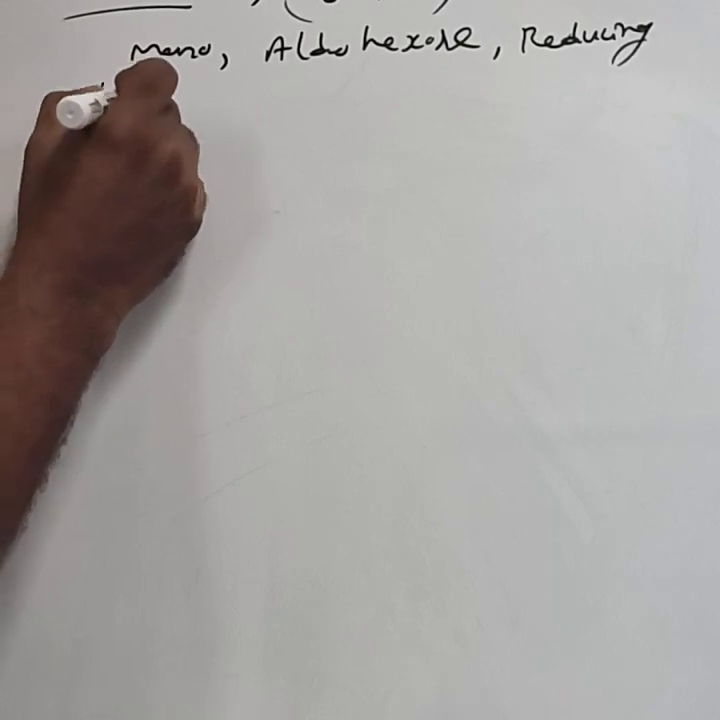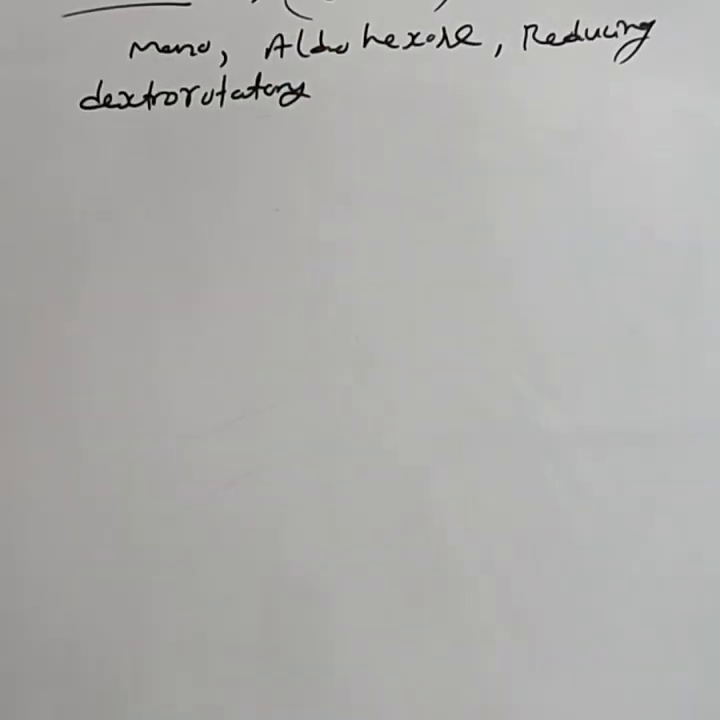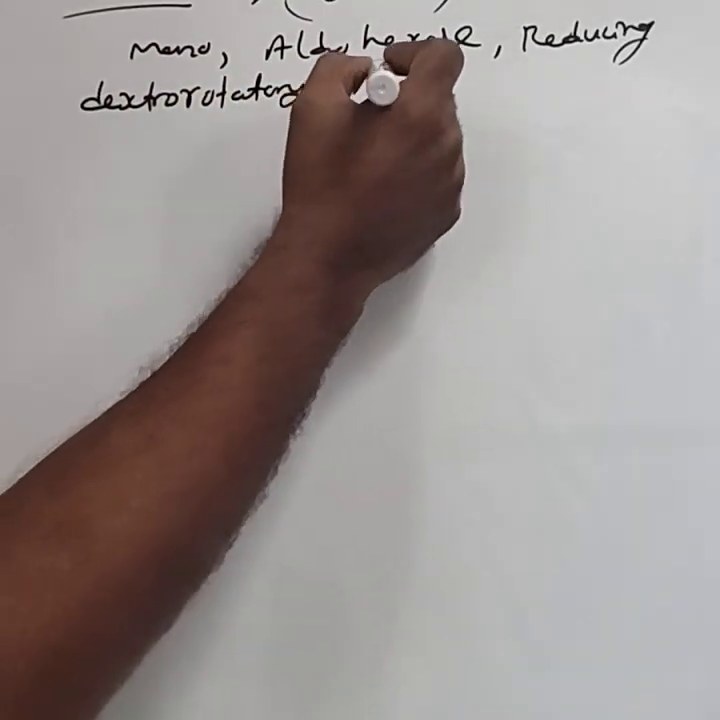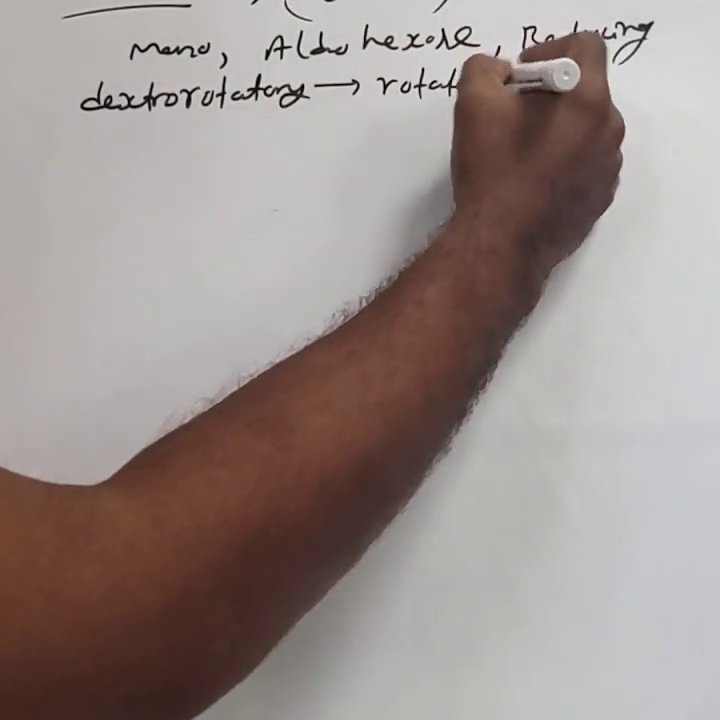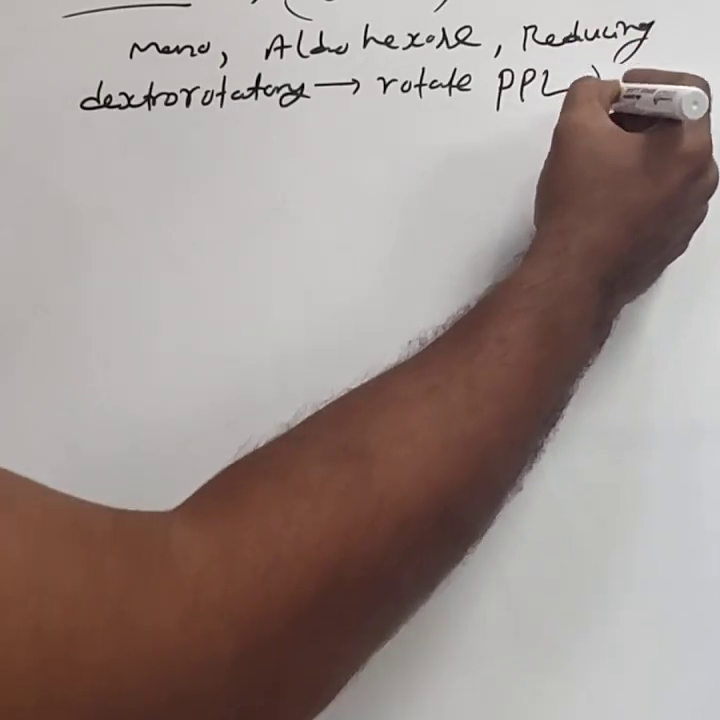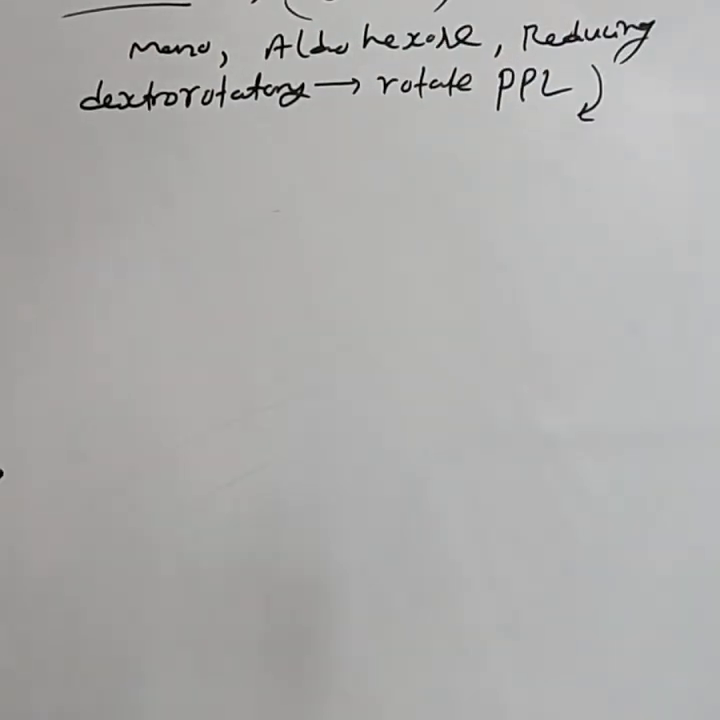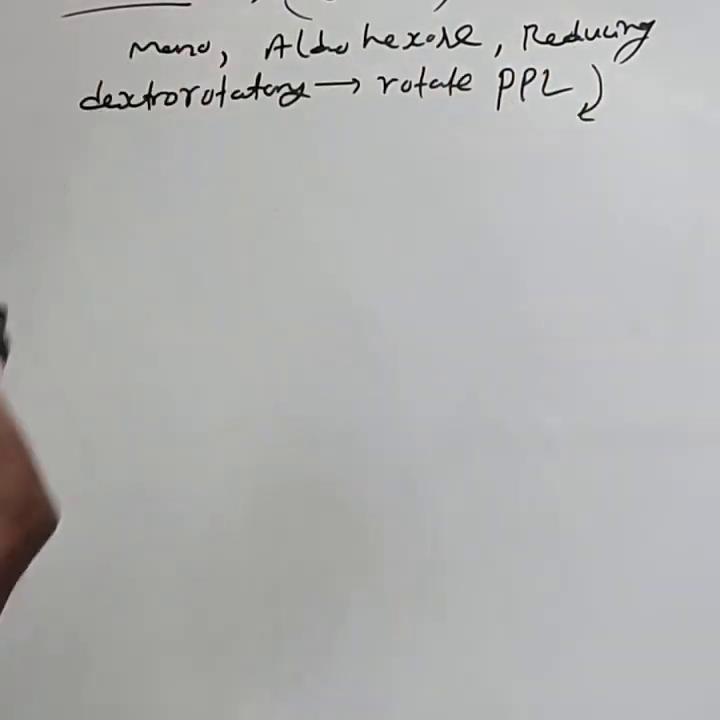It is dextrorotatory. Dextrorotatory means substances which turn the plane polarized light in the clockwise direction, that is towards the right. A solution of an organic compound which turns the plane polarized light in the clockwise direction is called dextrorotatory.